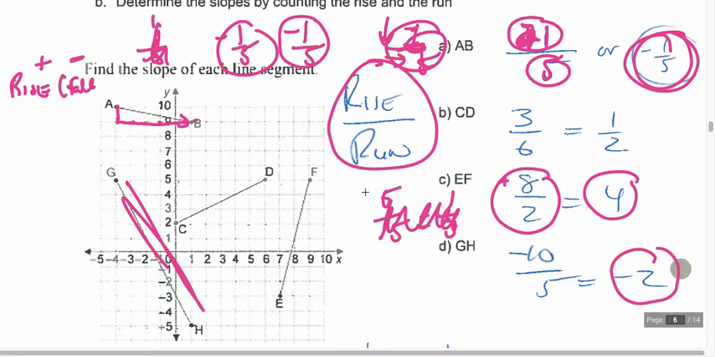So the magnitude of the number determines the steepness. Okay, the sign determines if it goes up or down, positive up, negative down. And the size of the number, regardless of sign, the bigger is the steeper. Okay, that's it.